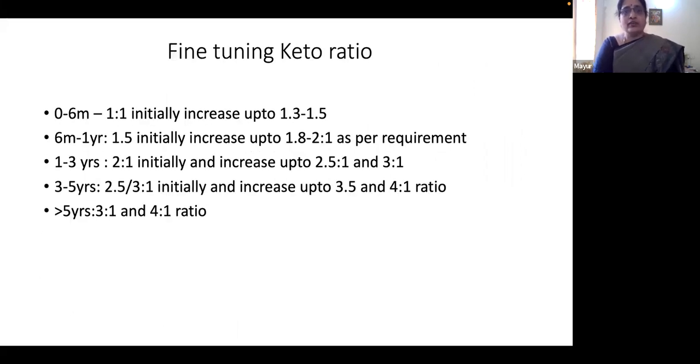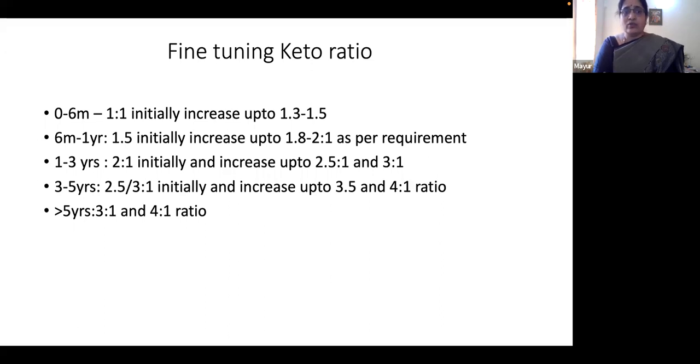So fine tuning. How do we do the fine tuning of the keto ratio? Keto ratio is again 1:1. What is a 1:1 ratio? In this, the fat relative to carb plus protein ratio will be the same. Then in a child below 6 months, 0 to 6 months age, which is a very young age, we would not recommend more than 1.5 as per guidelines. So we start with 1:1, because there will be more issues with tolerance, and then we might increase it to 1.3 or maximum 1.5 if there is no proper ketosis.